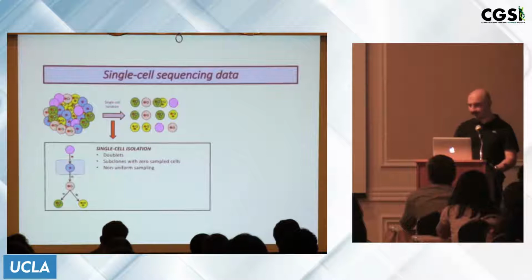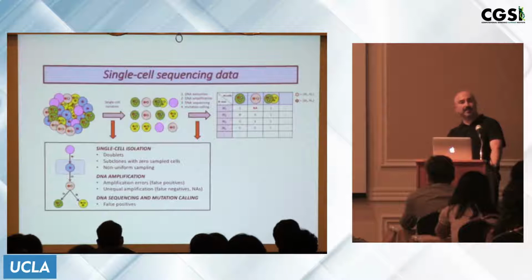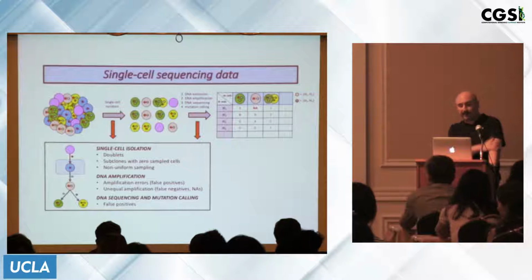But these are not the main problems. The main problems come from amplification errors. So first, some alleles will be completely missed. They'll result in false negatives with respect to a mutation in a cell. Or there could be insufficient coverage, which may lead to low confidence mutation calls. Those are the main challenges.